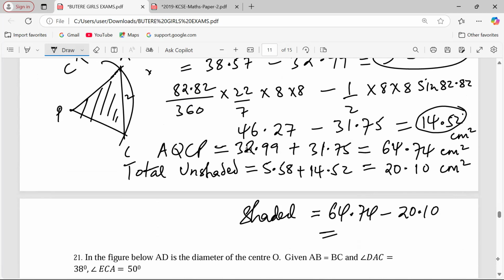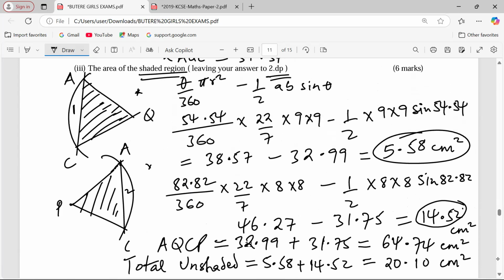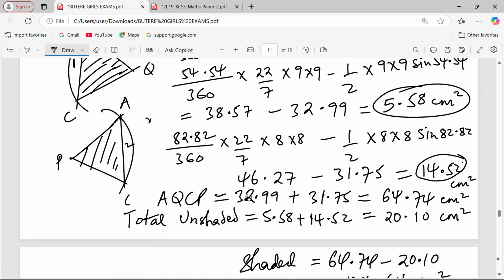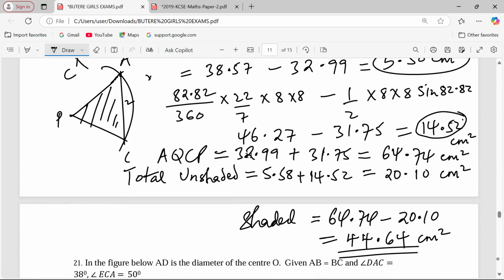So this will be 44.64. Yeah, 44.64 square centimeters. So that is what you were intended to work. Very simple.